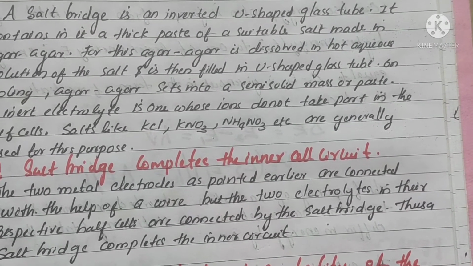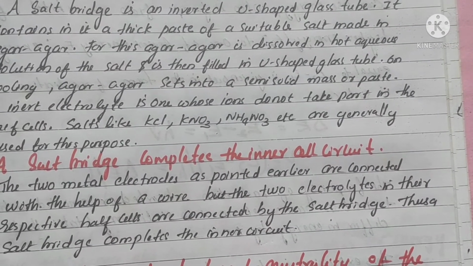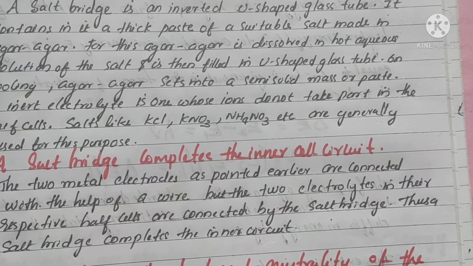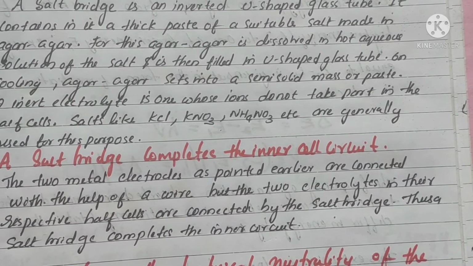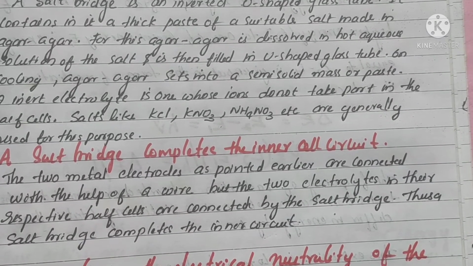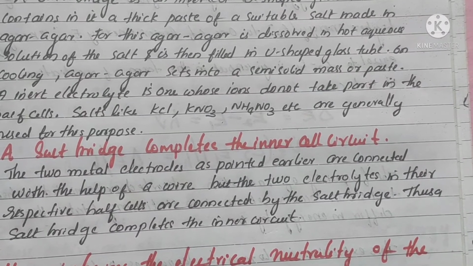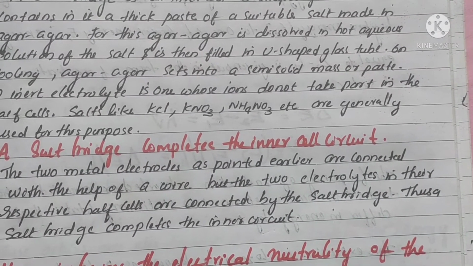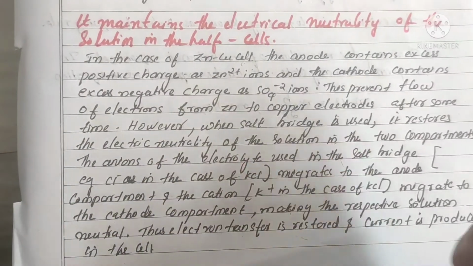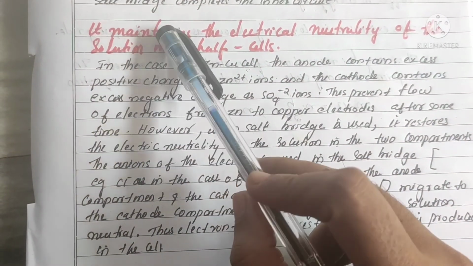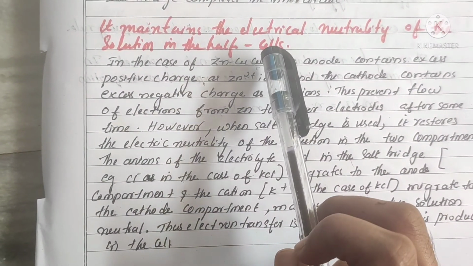We have seen that the two electrodes, zinc electrode and copper electrode, are connected through wires. But the electrolytic solutions, copper sulfate solution and zinc sulfate solution, are connected by using a salt bridge. Thus a salt bridge completes the inner circuit. Next function is that it maintains the electrical neutrality of the solution in the half cell.